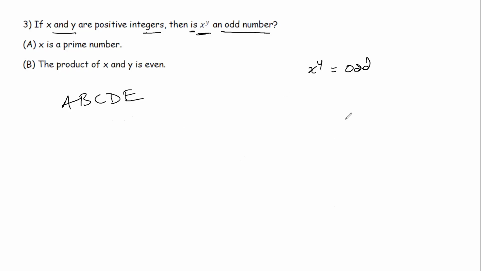So we know that the only even prime number is 2, and 2 to any positive power you take will be an even number. But the rest of the prime numbers are odd, so any odd prime to any power y will give an odd outcome. So the first statement gives us two possibilities, even and odd, for x to the power y.